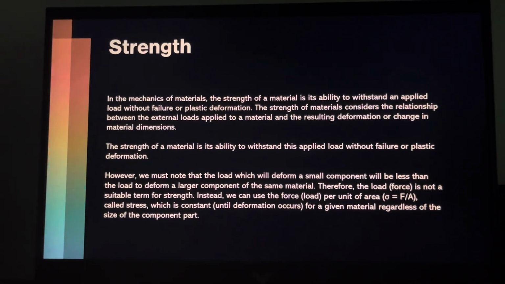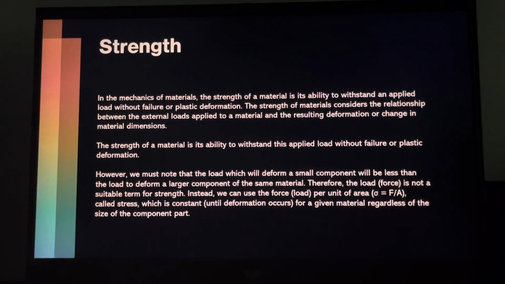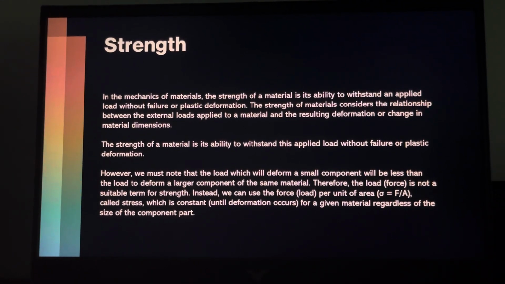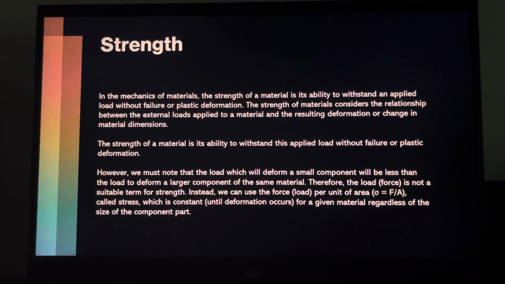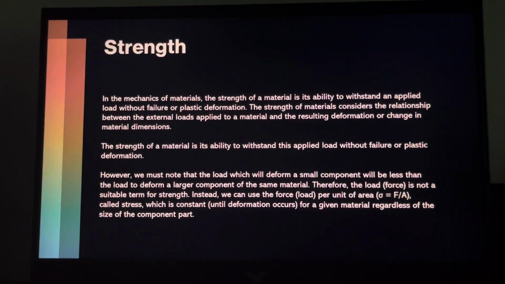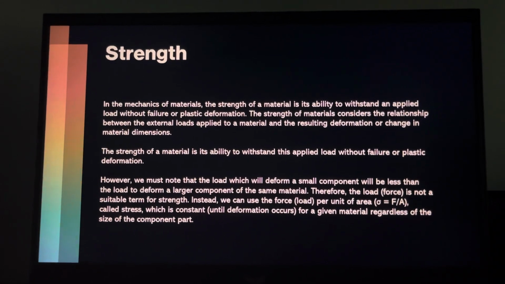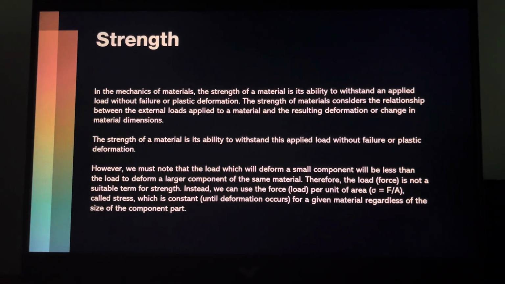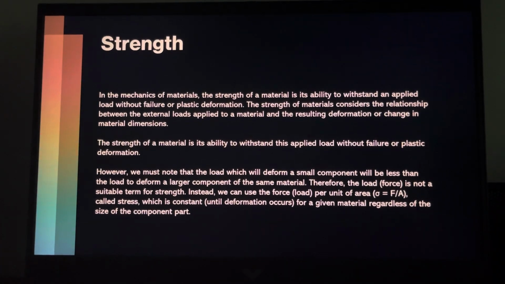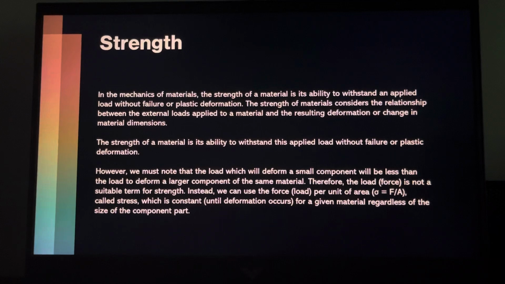For strength, in the mechanics of materials, the strength of a material is its ability to withstand an applied load without failure or plastic deformation. So the strength of materials considers the relationship between the external loads applied to a material and the resulting deformation or change in material dimensions. The strength of a material is its ability to withstand the applied load without failure or plastic deformation.